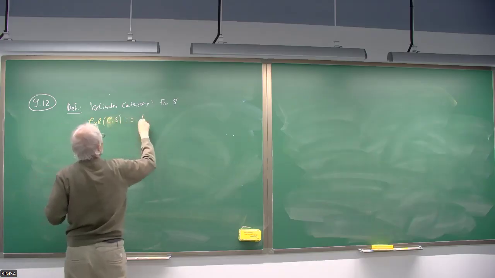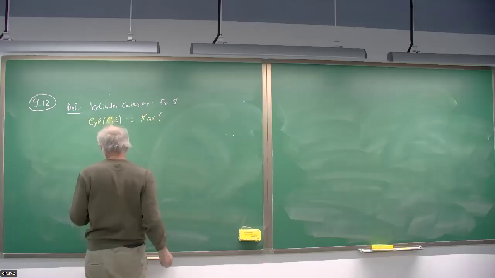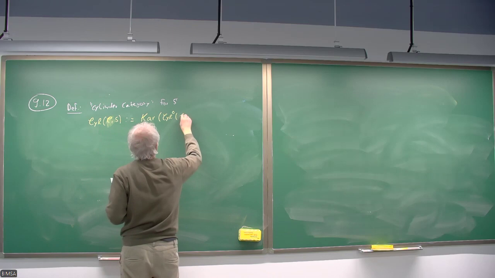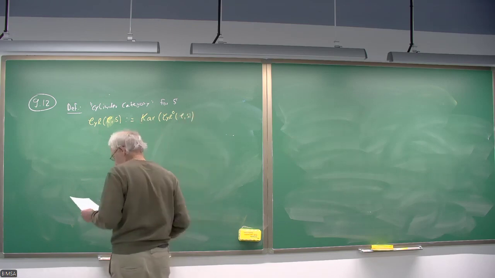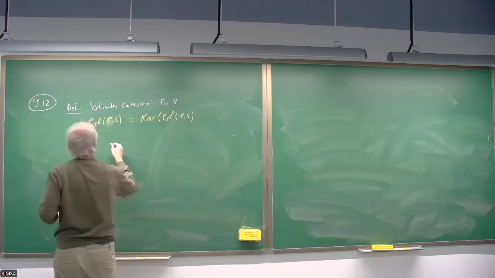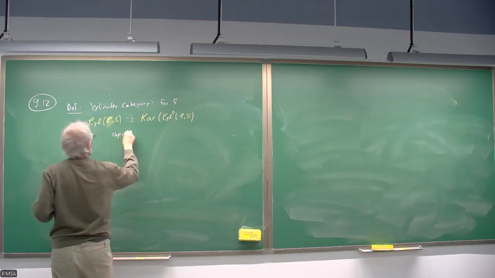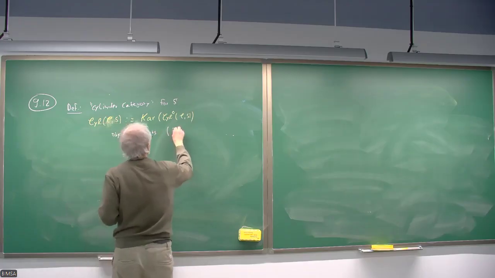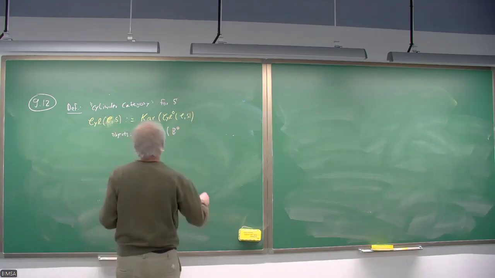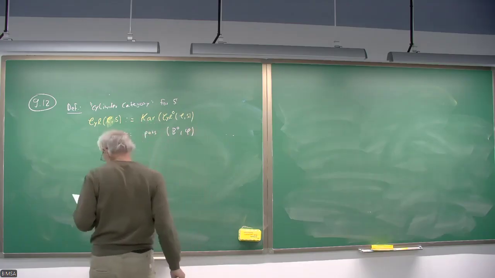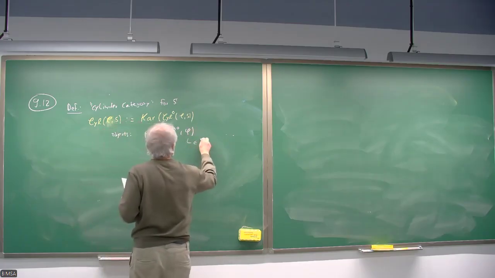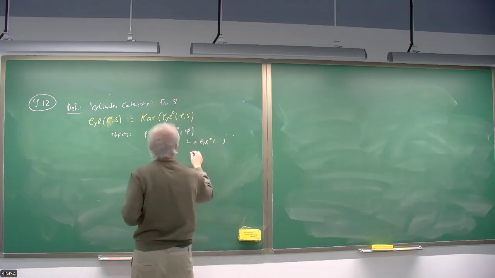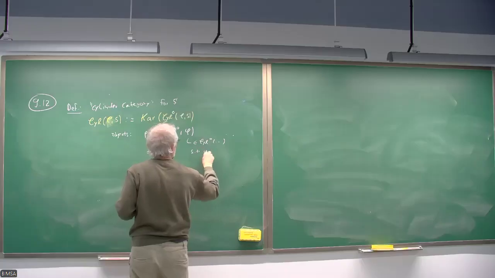That's the Karoubi envelope, the idempotent completion of the category that we had before. And that means that objects are pairs consisting of a boundary value and an endomorphism in the cylinder category, which is idempotent.